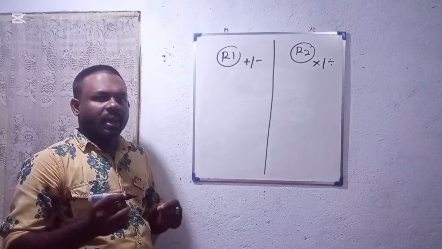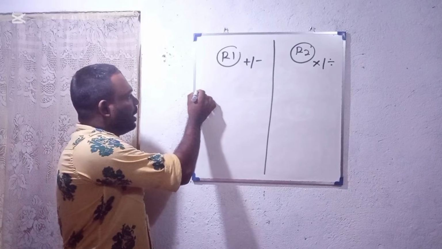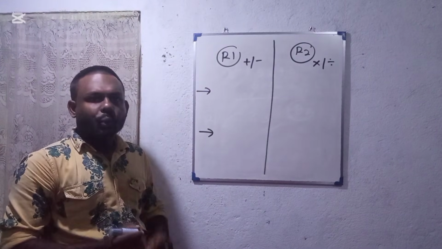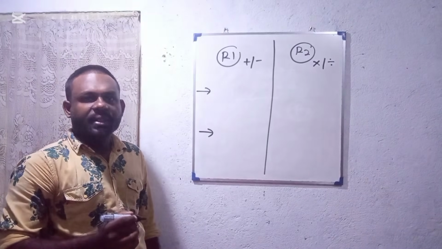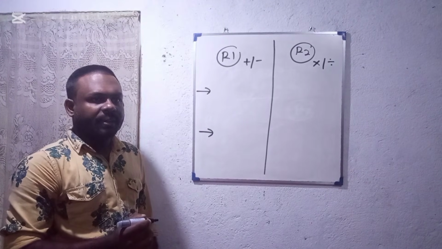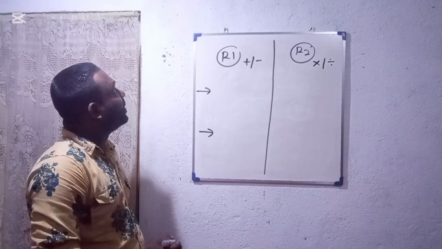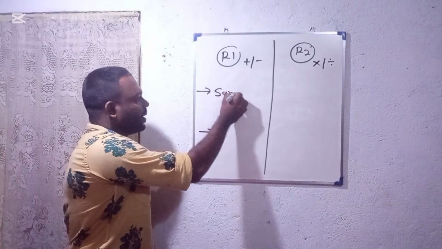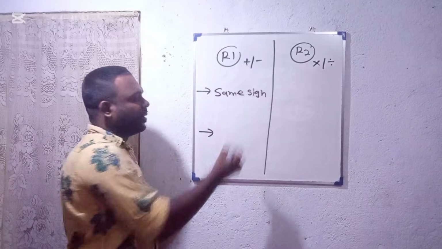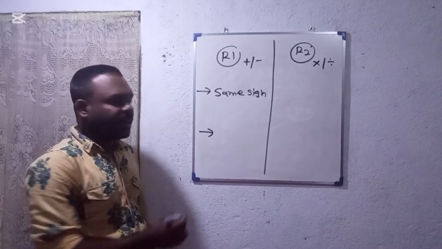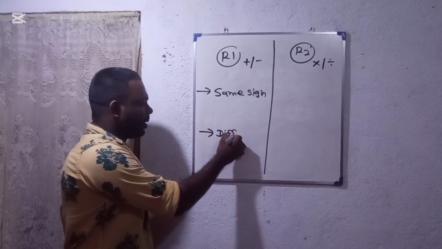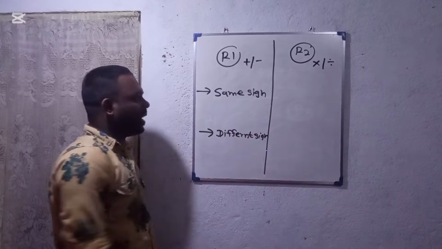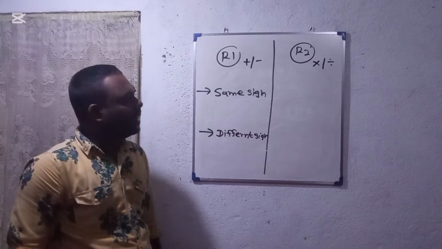Now we'll take a simple example for R1. R1 consists of two cases. The first case is same sign, and the second case is different sign.